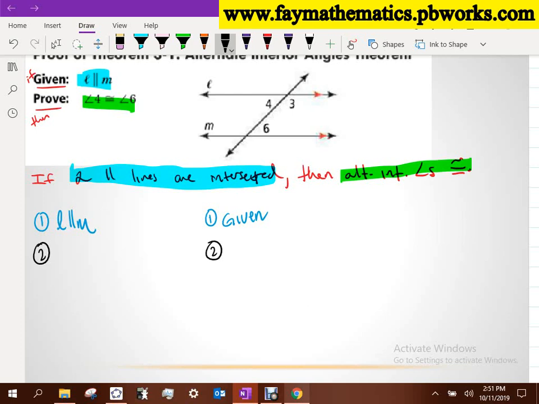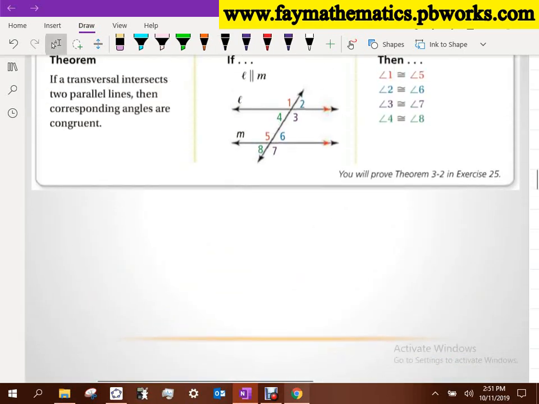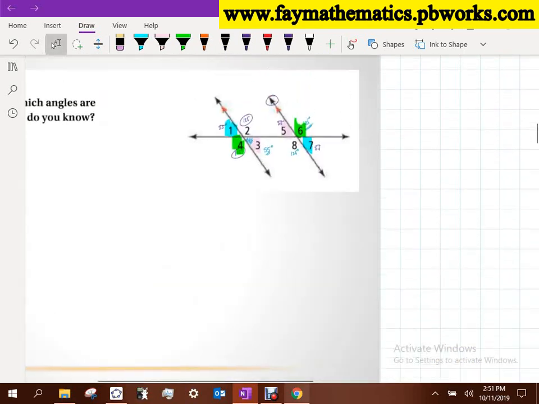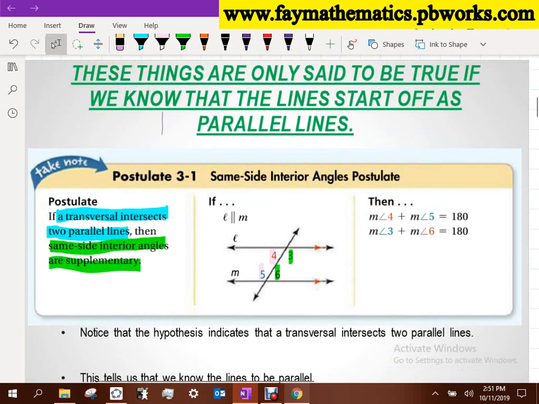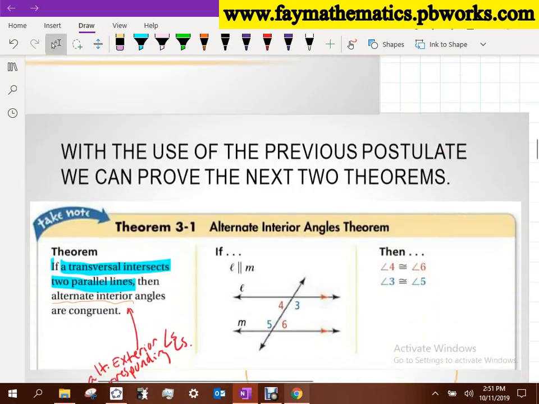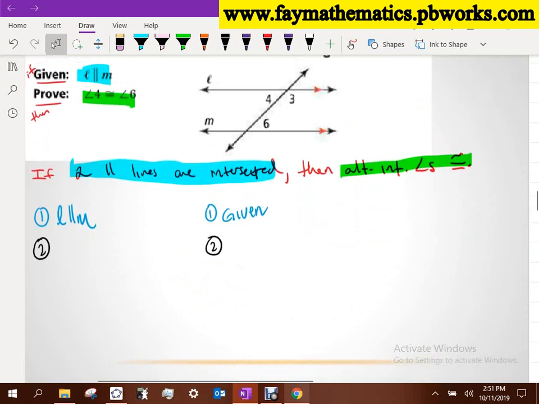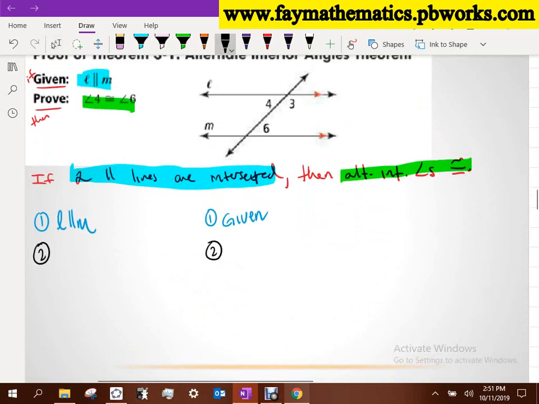But what was the postulate at the beginning? What was that truth that we started the section off with? It said, same side interior angles postulate. We know that to be a fact, right? Okay, we can't prove it, but we know that to be true. So if I come down here and you want to use that, which angles would be same side interior here? 3 and 6. So I'm going to say angle 3 and angle 6 are supplementary.